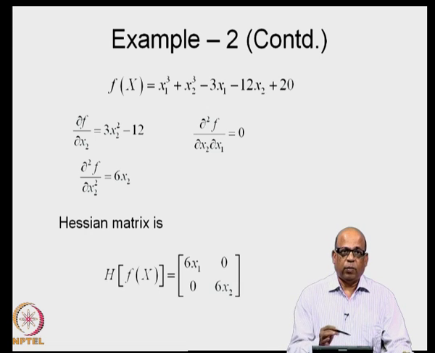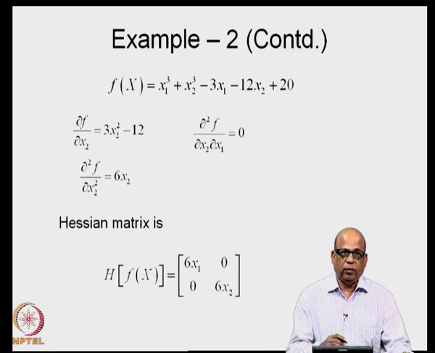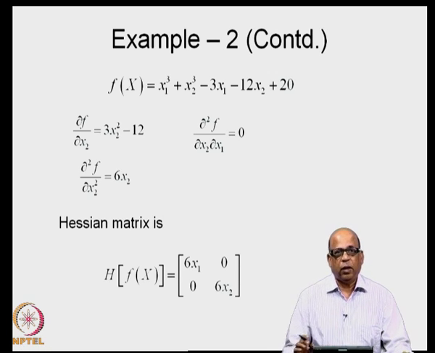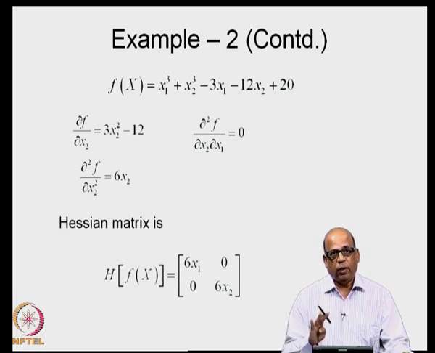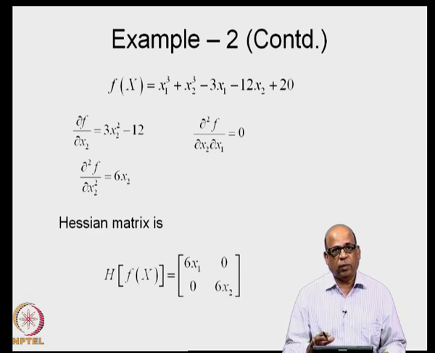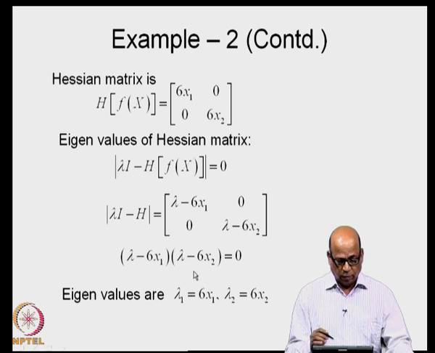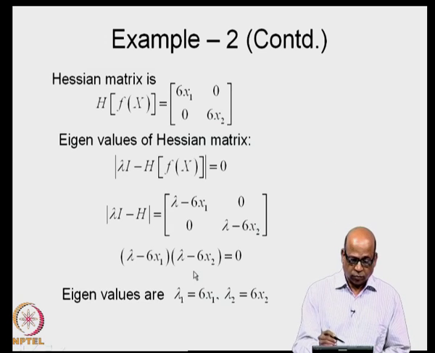Unlike in the previous example, the Hessian matrix is now a function of x1 and x2, and therefore, you have to evaluate the Hessian matrix at each of the stationary points that you have obtained. You have obtained 4 stationary points now. So, for each of the stationary points, we will have to examine whether the Hessian matrix is a positive definite matrix or a negative definite matrix. So, we will evaluate this for different stationary points.